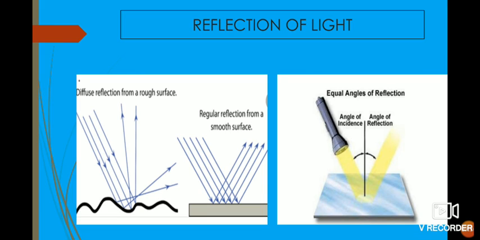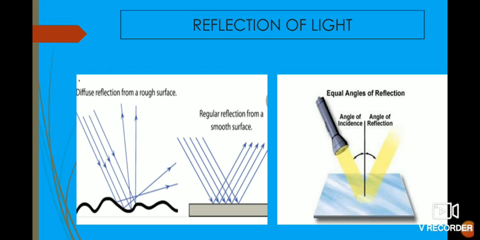The second property of light that we are going to study is reflection of light. What do you understand by reflection of light? Have you ever played with a ball? Have you tried to bounce the ball on the ground? What happens when you forcefully put the ball on the ground? It bounces right back, isn't it?